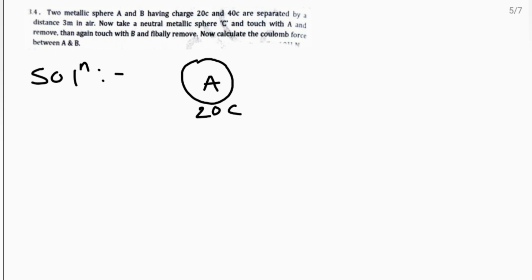So the next question was, two metallic spheres A and B having charge 20 coulomb and 40 coulomb are separated by a distance of 3 meter in air. Now take a neutral metallic sphere C and touch it with A and remove, then again touch it with B and remove. Now calculate the Coulomb force between A and B. So solution. Two metallic spheres: A which has charge 20 coulomb and another metallic sphere B which has charge 40 coulomb, separated by a distance of how much? 3 meter.